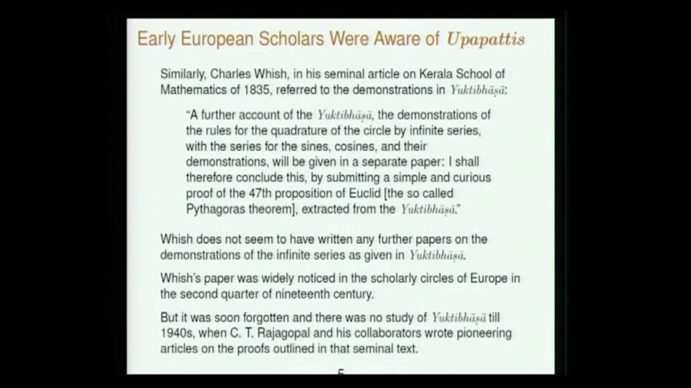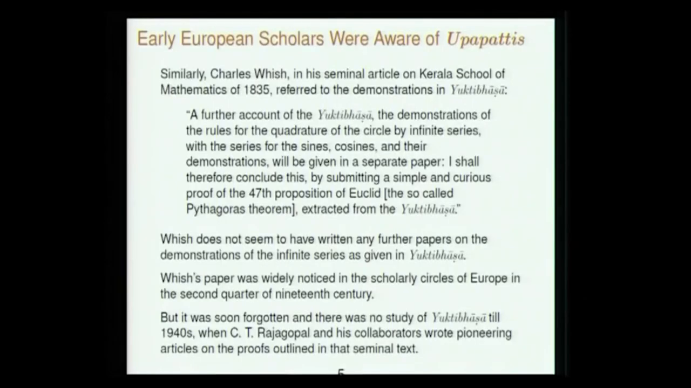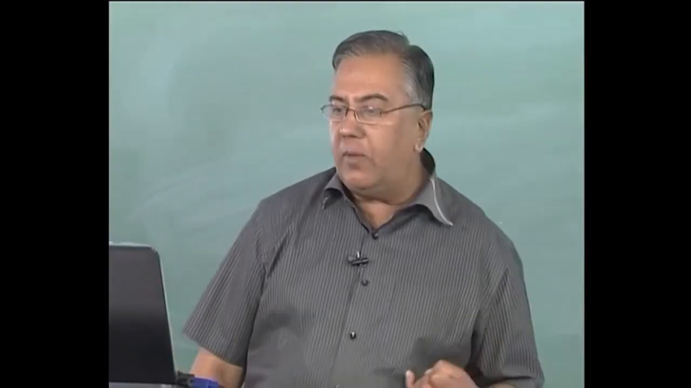Similarly, Charles Whish, whose article generated interest about the Kerala School of Mathematics in recent times, wrote this article in 1835. In fact, it was first submitted as a paper to the Madras Literary Society, and later it was read as a paper and published in the Transactions of the Royal Asiatic Society. So Whish says in his article, he talks about four texts: Tantra Sangraha, Yukti Bhasha, Karana Paddhati, and Sadratnamala.